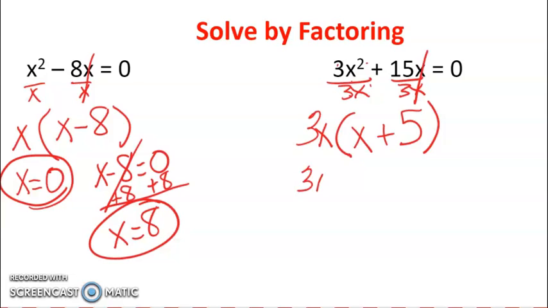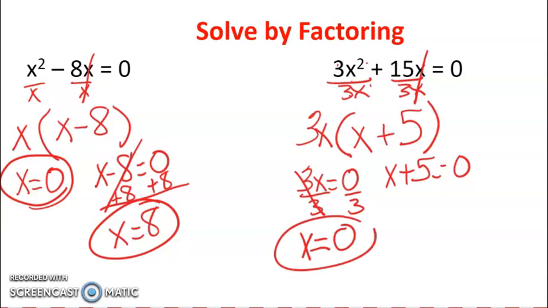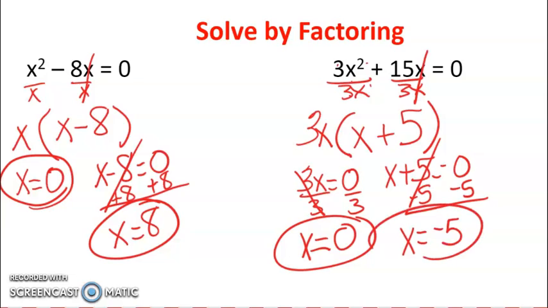We're going to take each factor and we're going to put it equal to 0, and we're going to solve it. Now if I divide 0 by 3, I still get 0. So that's one of my values. And then I'm going to move this 5 over by subtracting it, which makes this x a negative 5. Okay? So we can solve by factoring.